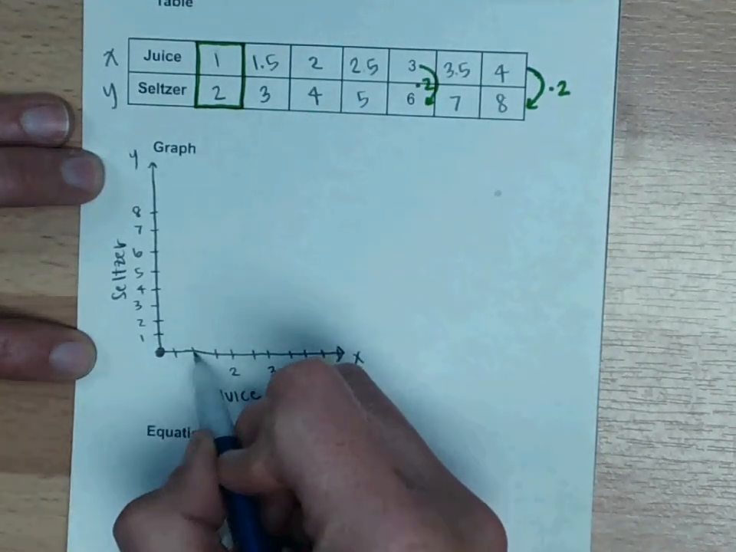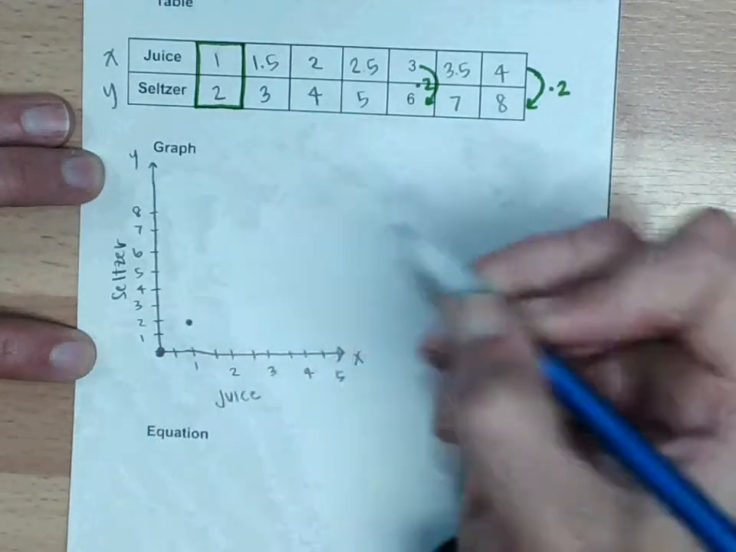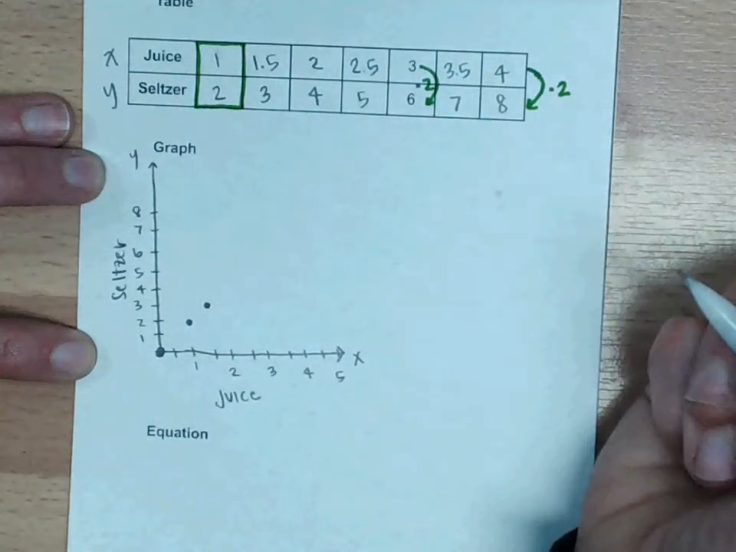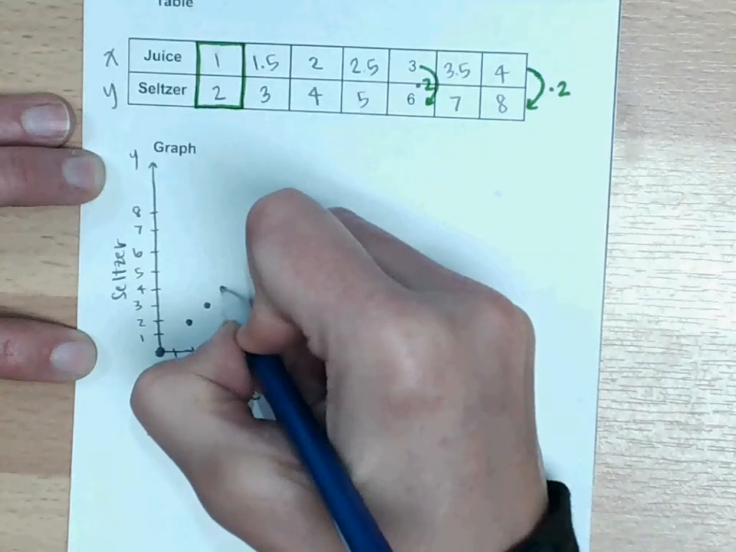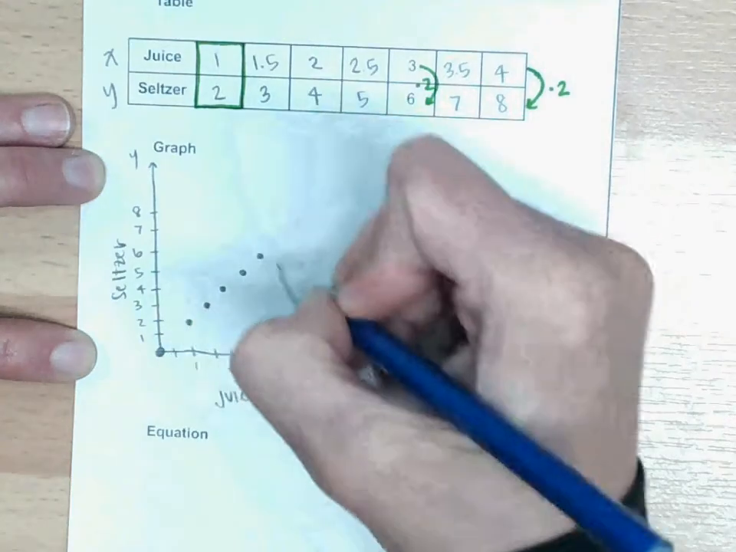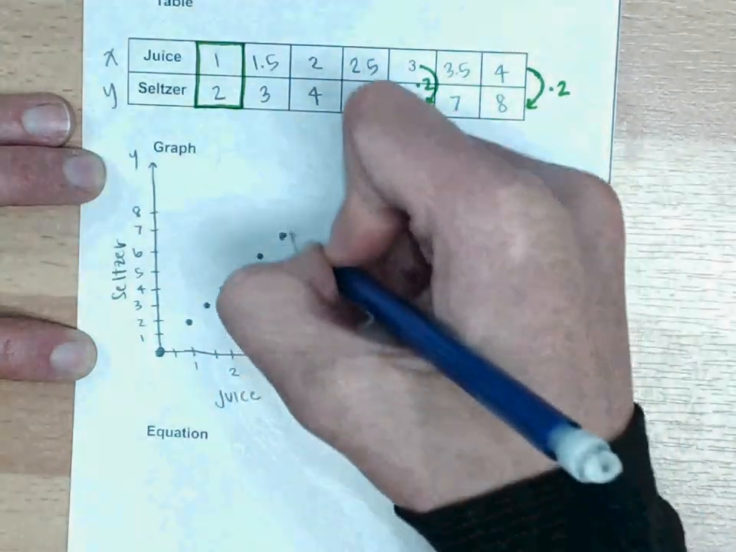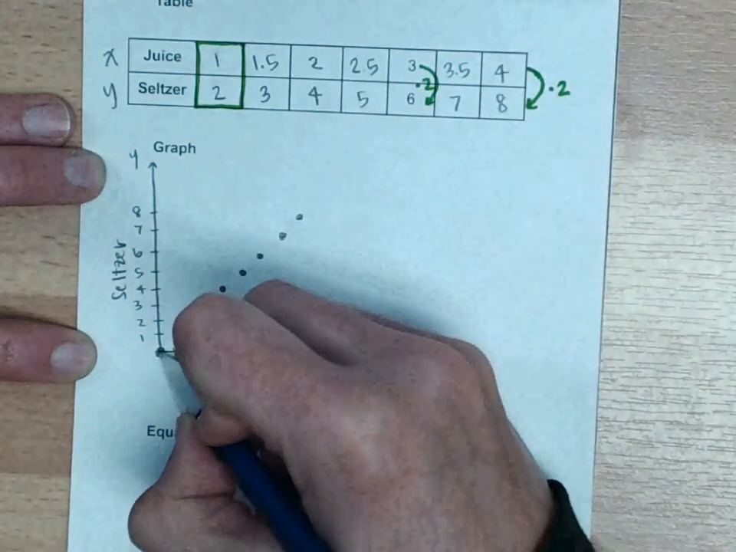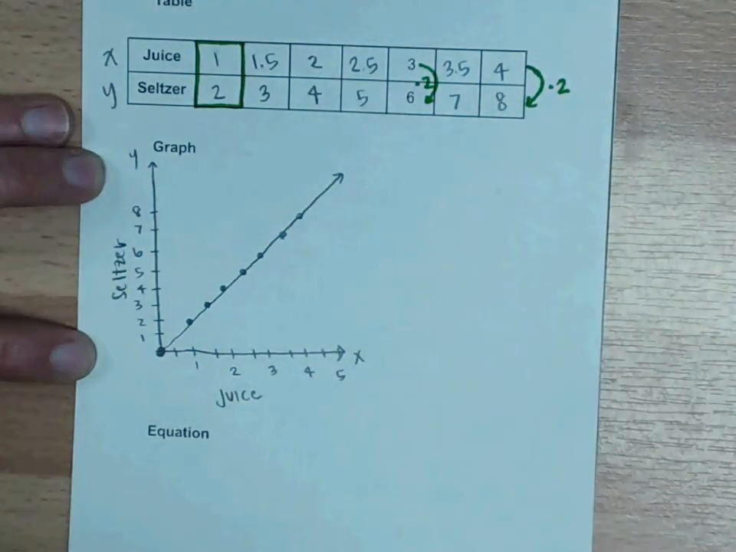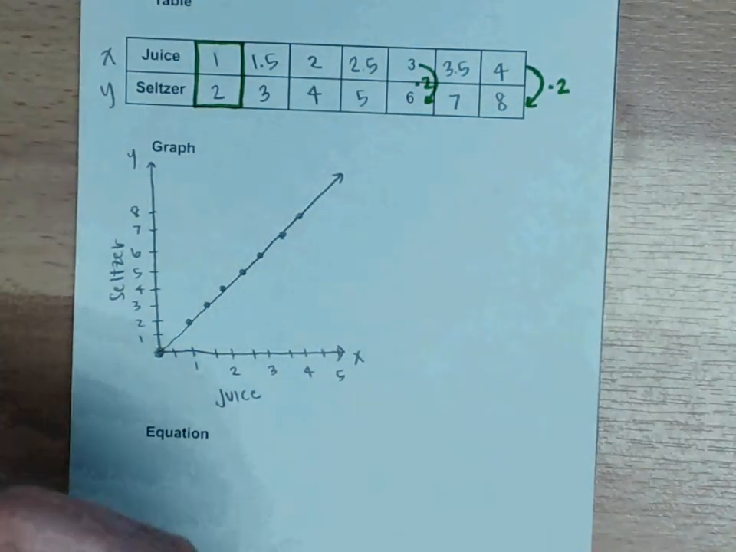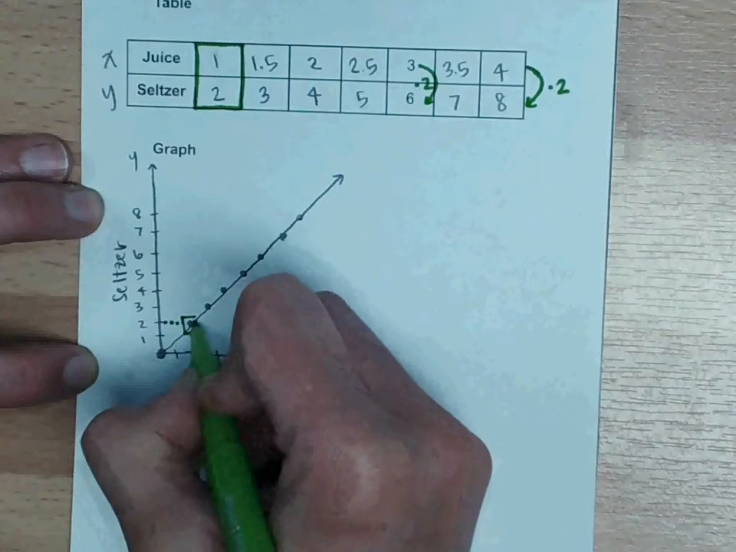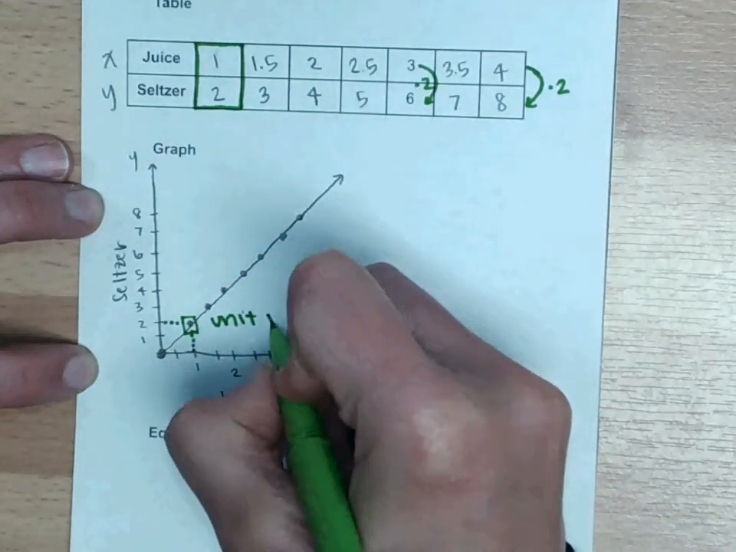Now, if I have 1 cup of juice, that means I have 2 cups of seltzer. If I have 1.5 cups of juice, then I have 3 cups of seltzer. And so on. I'm going to continue to plot my points. You do this now with me. Okay, and then I'm going to draw my line. It should be straight. Now, we're not using graph paper, so if it's not exactly straight, that's okay. And we're going to look at when x is 1, what's our y value? That tells us our unit rate.